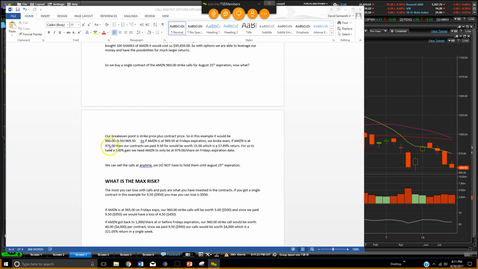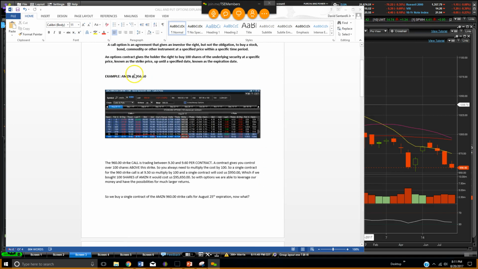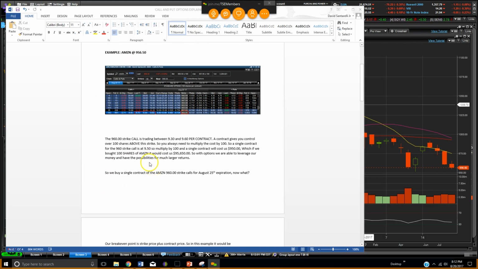So if Amazon is at $969.50 at Friday's expiration, we break even. And then if Amazon's at $975 by Friday, then our contracts that we paid $9.50 for would be worth $15, which is a 57.89% return. For us to have a 100% gain, we need Amazon to be at $979 a share on Friday's expiration, and like we said, the stock's at $956.50 right now. Let's see, 956.5 times 1.02. So a 2% increase in shares of Amazon will bring the stock to $975.63.